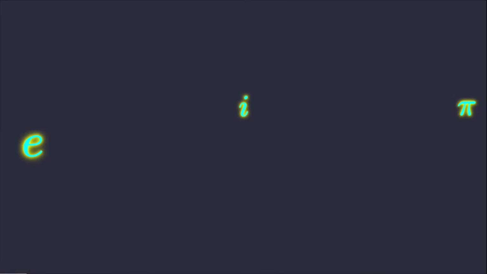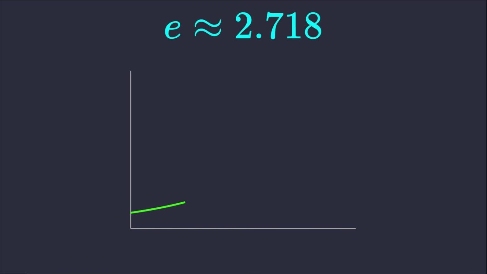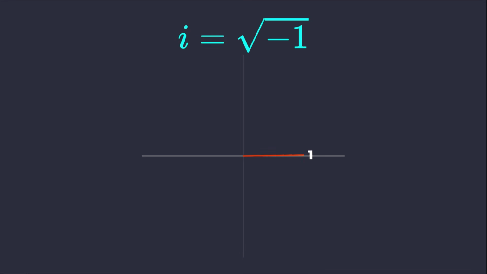The identity e to the power of i times pi equals -1 is not merely an algebraic curiosity. It is the geometric consequence of continuous compounding applied to rotation. The number e, approximately 2.718, defines the maximum rate of continuous growth. The imaginary unit i, defined as the square root of -1, introduces the dimension of rotation.